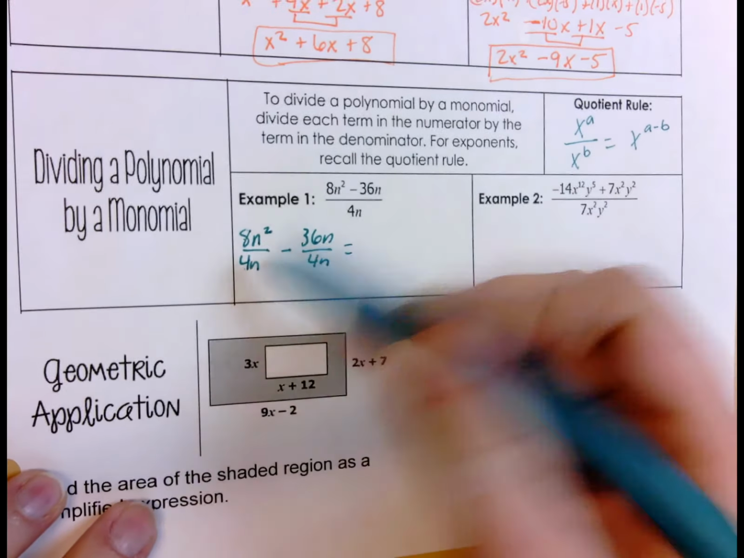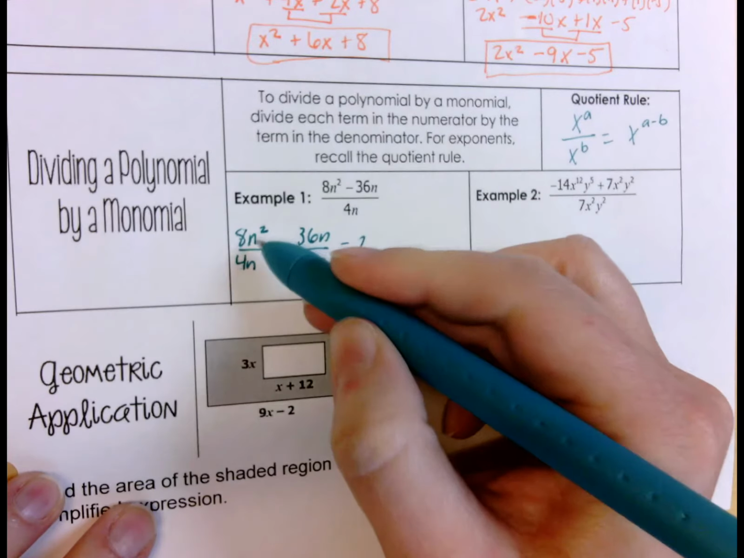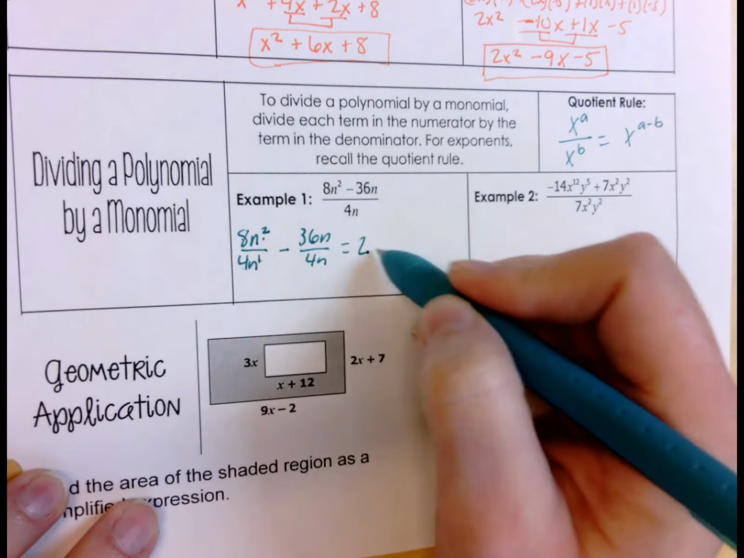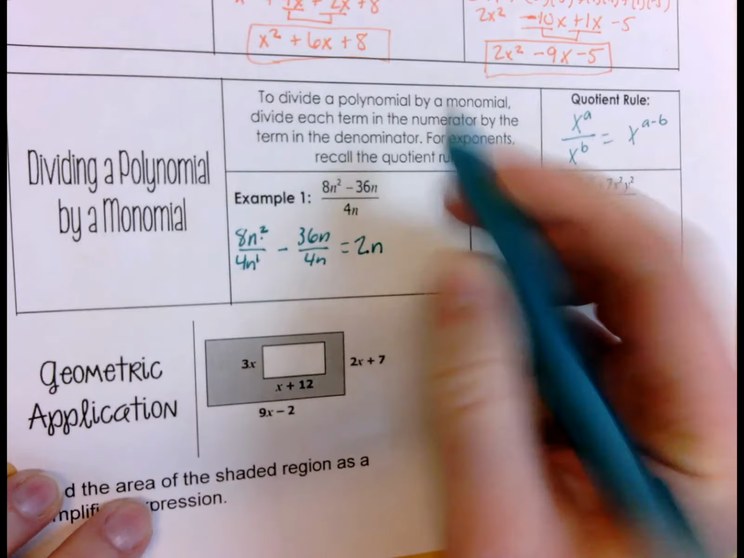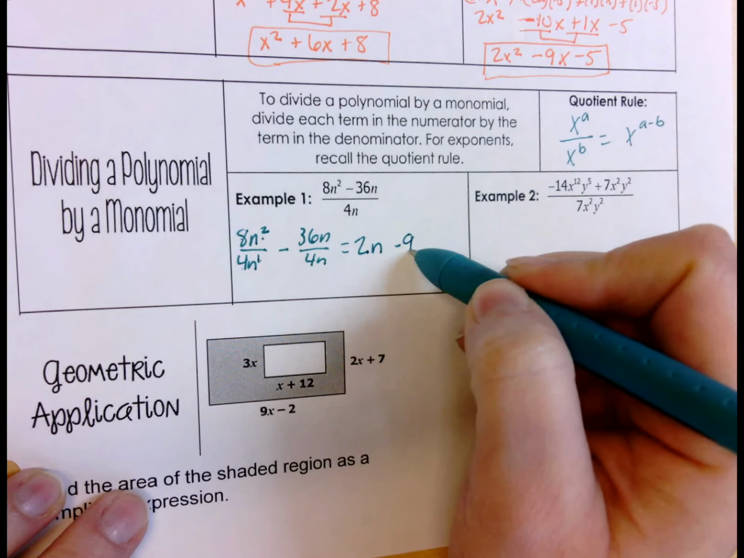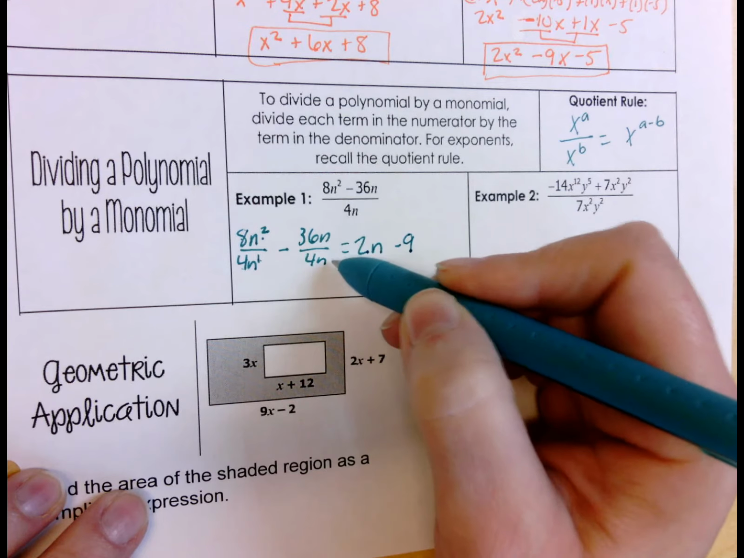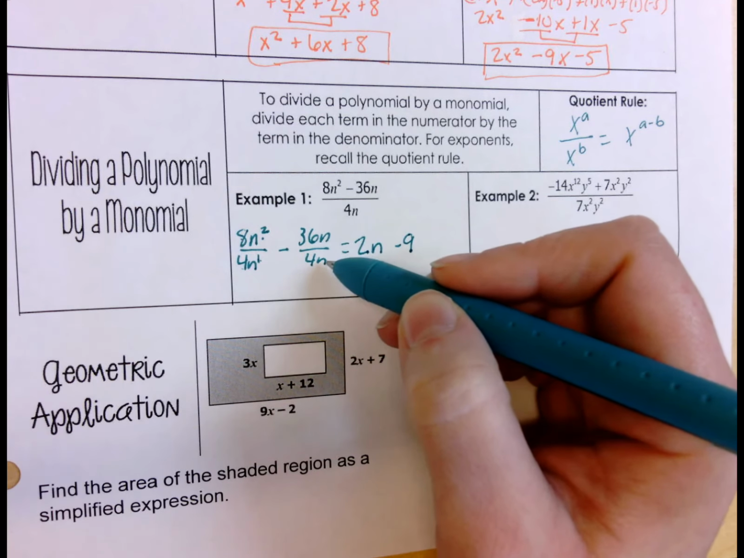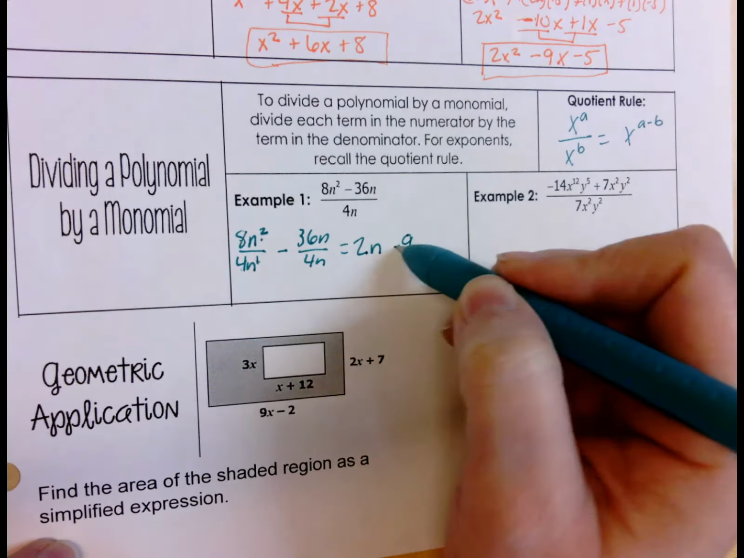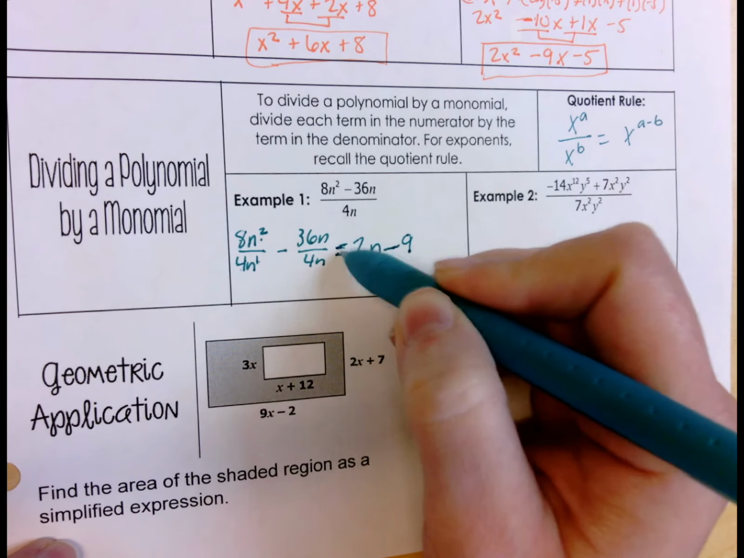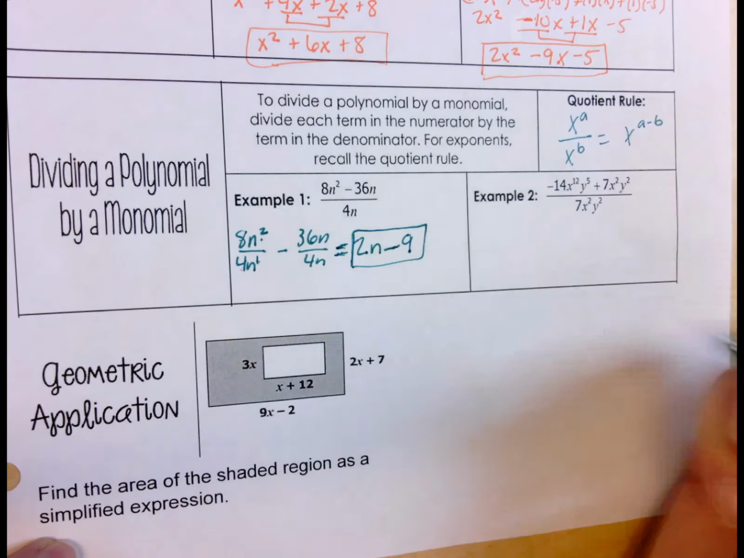So when we divide 8 by 4, we get 2. N squared divided by n, remember that's a 1 here, so 2 minus 1 is just 1. We're left with 2n. And then negative 36 divided by 4 is negative 9. N divided by n, that's 1 minus 1, which is going to be 0. And that's really just a 1. So we can just leave it. It gets rid of the n. It cancels it out. And so what we're left with here is 2n minus 9.